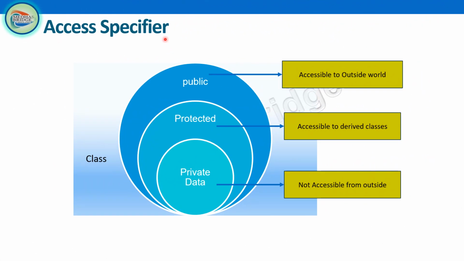Access specifiers describe the visibility of members of the class. We have private, protected, public. Public means accessible to the outside world. Protected means accessible to derived classes. Private means not accessible from outside. By default, all are private.